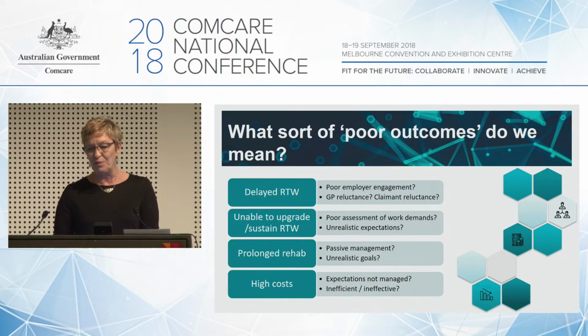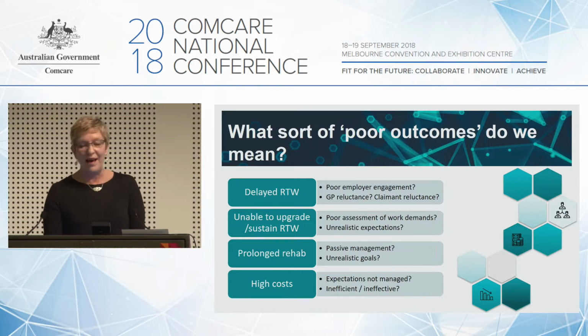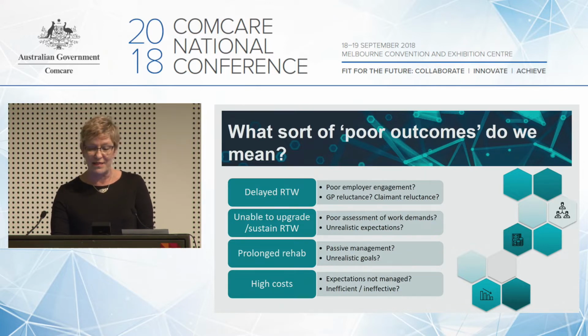So what sort of poor outcomes do we mean? The typical: delayed return to work, unable to upgrade or sustain a return to work, really long rehab programs that cost a lot and may or may not actually reach their goals, and higher than expected costs. And I've put in there various reasons that we could hypothesise about why those situations develop on some of our claims, a minority of our claims, hopefully.